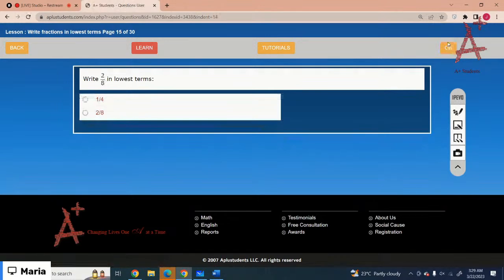Okay, write 2 by 8 in the lowest terms. So which is the correct option? Yes, you can divide them by 2. So it would be 1 over 4. Got it?